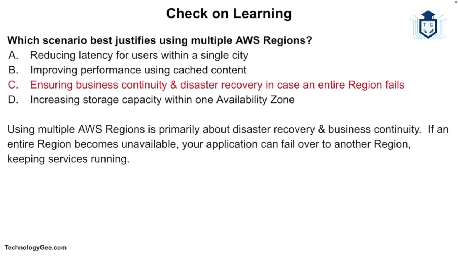And the correct answer is it is ensuring business continuity and disaster recovery in case an entire region fails. So using multiple AWS regions is primarily about disaster recovery and business continuity. So if an entire region becomes unavailable, then your application can fail over to another region, keeping services running.